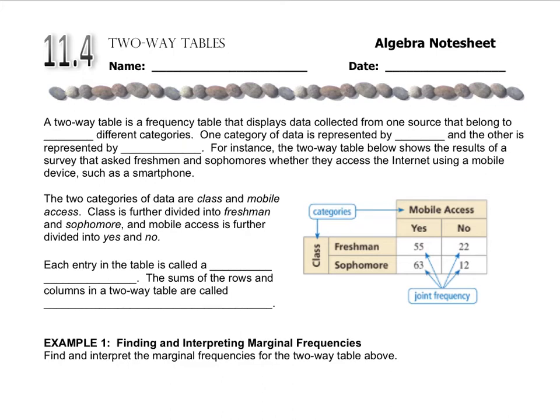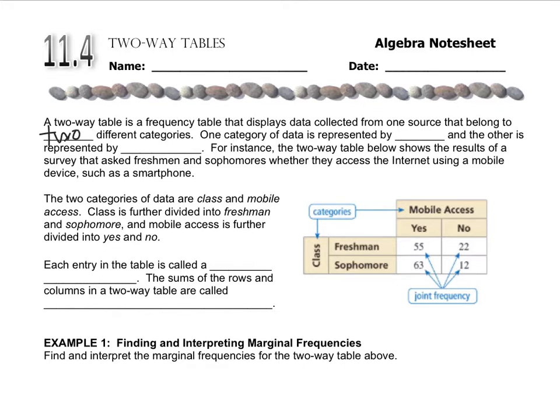Another way to show data is something called the two-way table, which you've never done before. It's a frequency table that shows data collected from one source that belongs in two different categories. So you take a survey and you ask people two questions. You're not just saying, what's your favorite color, and they put a tally mark. What you're doing is you're asking them two questions.